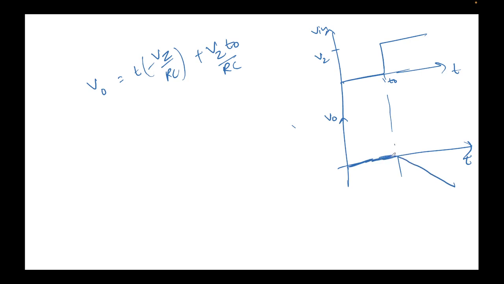So this is our answer. The output voltage should look something like this. Now I assume that this is 0. It can be anything, it doesn't matter, but the feature should be like this: constant and then a negative slope. Let's see which of the options have this answer.